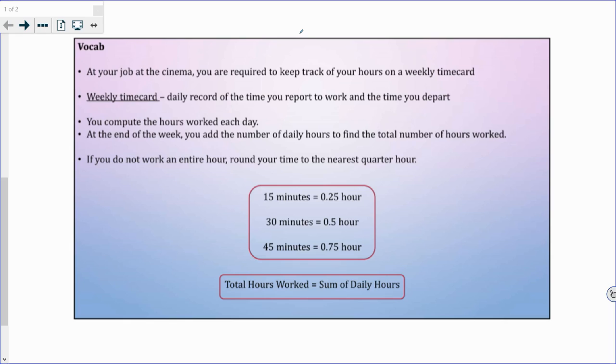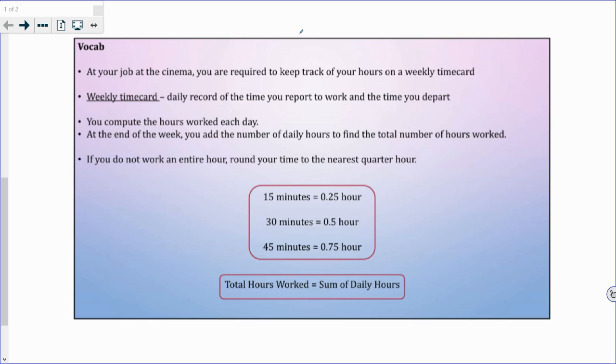At your job at the cinema, you're required to keep track of your hours on a weekly time card. This is the daily record of the time you report to work and the time you depart. You compute the hours worked each day, and at the end of the week, you add the number of daily hours to find the total number of hours worked. If you do not work an entire hour, round your time to the nearest quarter hour.